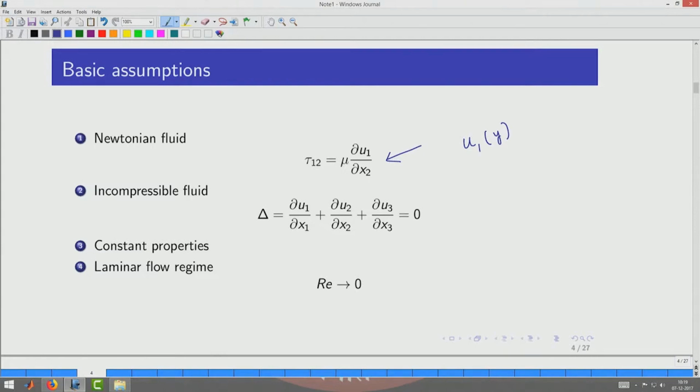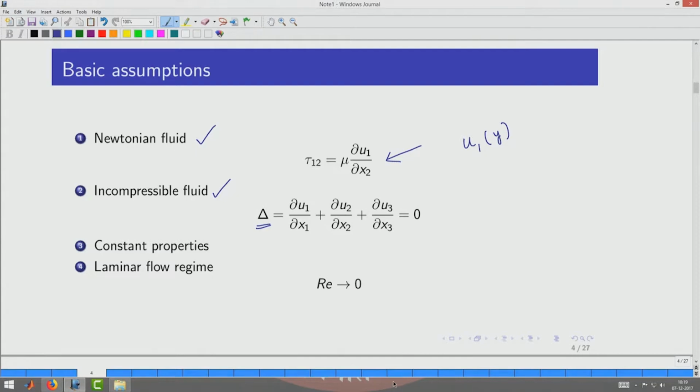The second assumption that will be made, which is again very common in a metallurgical scenario, is that the liquid metals or slags are incompressible fluids. What this implies is that the rate of dilation given by this symbol delta is 0, which means that the divergence of the velocity is 0. This actually helps us in making some simplifications on the type of velocity forms that we can take, and we will come to it in a moment.